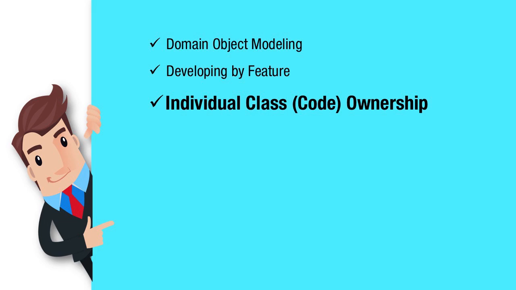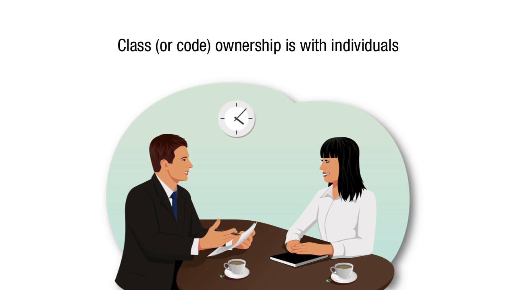Individual class code ownership. Class or code ownership is with individuals. Each developer is assigned ownership of one or more classes from the domain object model. This is quite different from other Agile methodologies and is a key to FDD.